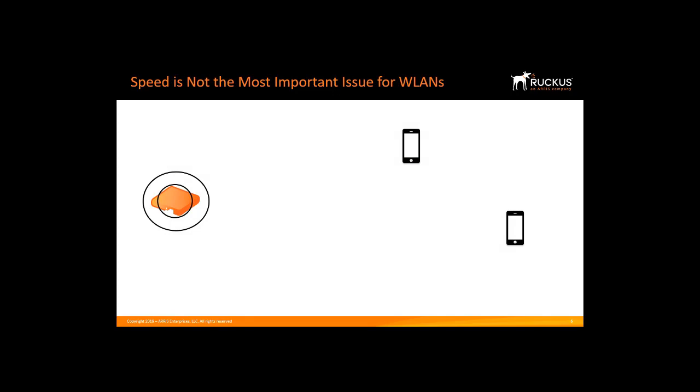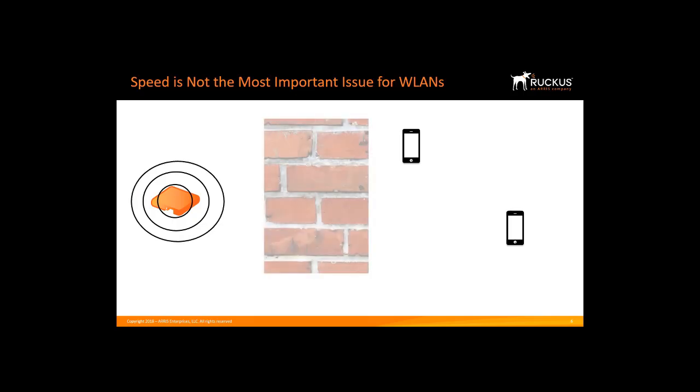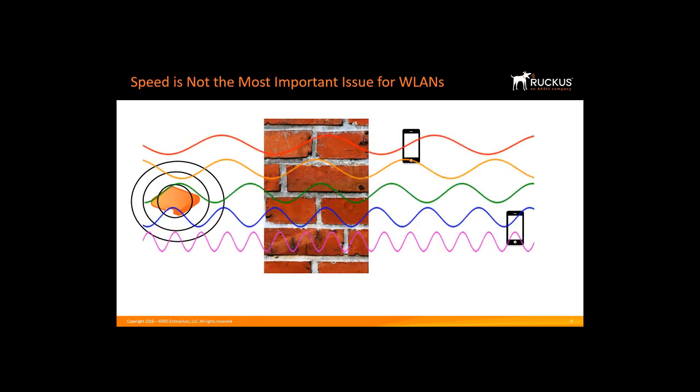The maximum speeds are notoriously inaccurate in the real world. Performance can vary widely based on range, obstacles, other signals in the air, multipath reflections, and the quality of your access point and your client device. To address these issues, 11AX aims to improve efficiency in a number of ways to give you consistently higher real-world speeds than what you would get with 11AC.